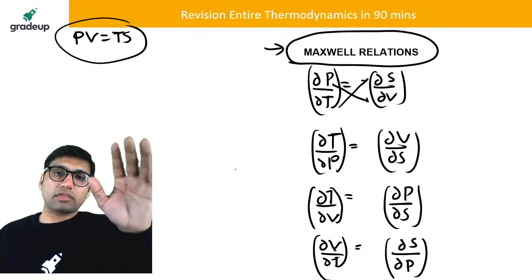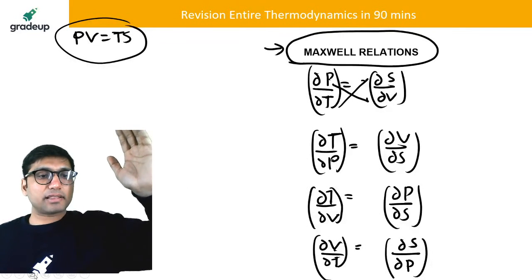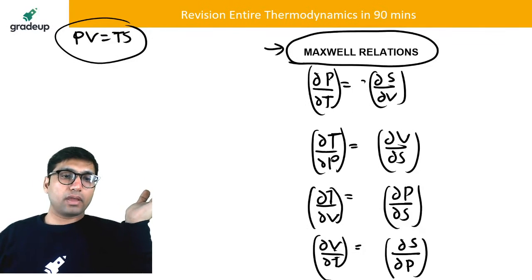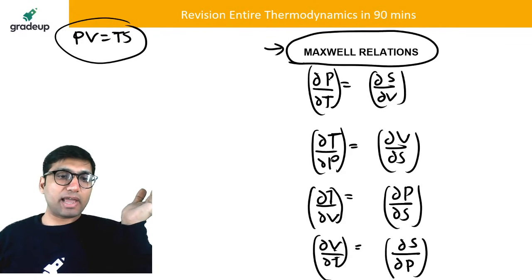There is a method, but that method is also very long. This is a very short method. To write the Maxwell equation, we will be using a very simple thing. We have to cross multiply the terms, numerator and denominator.